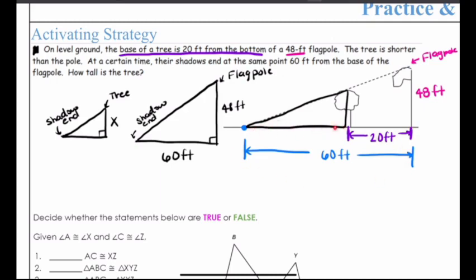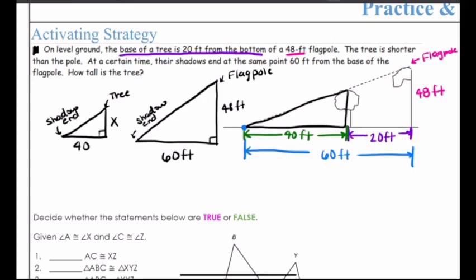Now we're going to go ahead and find this distance here. I know that to get from the base of the flagpole to the tree takes 20 feet. So to find the rest of this distance, all I really have to do is 60 minus 20. So now I know that this distance here is 40 feet, okay? From here to here, because remember, the whole thing is 60. If this part is 20, then the rest of it has to be 40, because 40 plus 20 gives us 60.